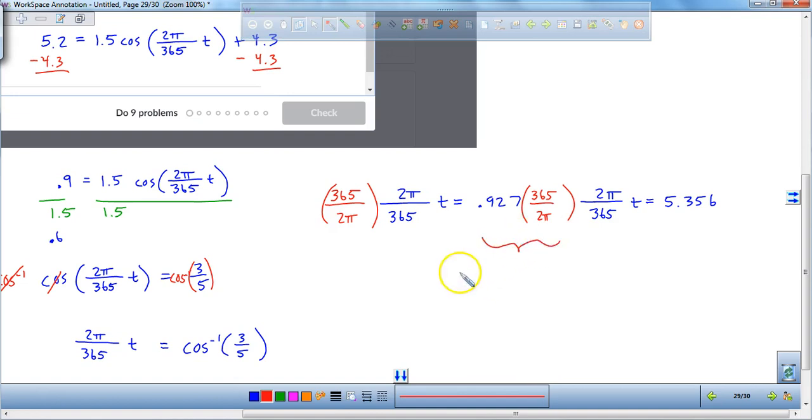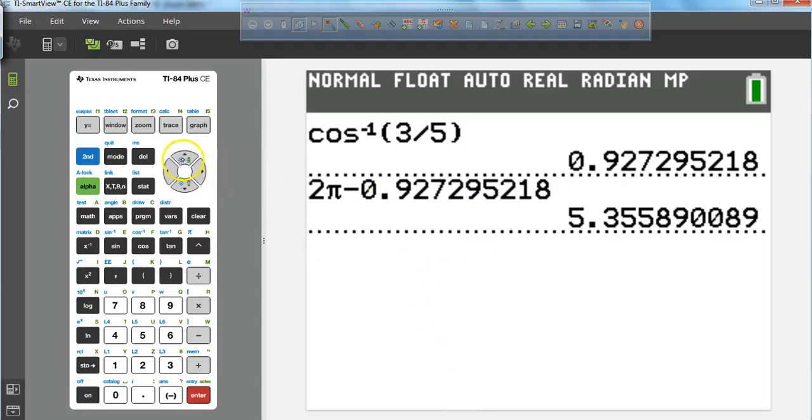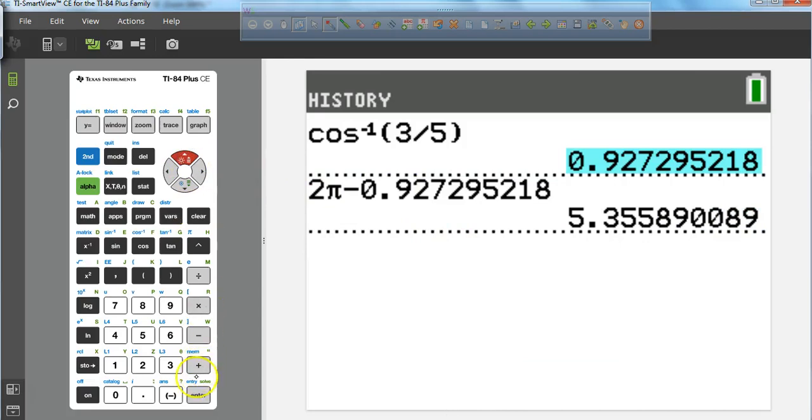Okay, so this right here will give me my first answer. But once again, I've got to multiply by 365 over 2 pi on both sides of this one as well. Don't have enough room to put it on both sides, but hopefully you'll understand what I'm doing. So we're going to find this answer as well. So we're going to get two different answers.